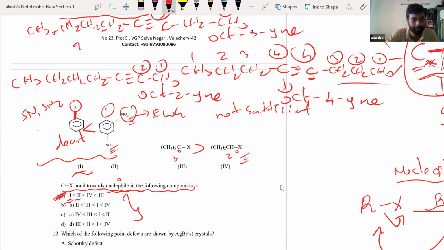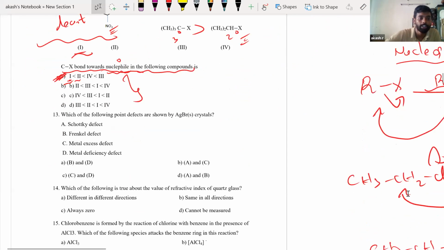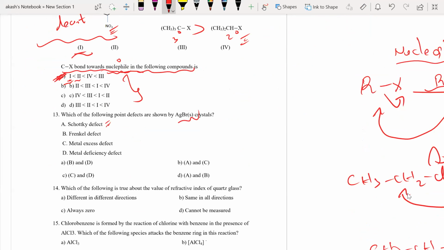Okay, right? I hope everybody is following. Moving on. Which of the following point defects are shown by AgBr crystals? Does AgBr show Schottky? Yes, it does. Frenkel? Yes. Metal excess and metal deficiency, I think they don't give, right? So the answer would be A and B, and directly I can tell D, that is A and B, is the answer to this question.